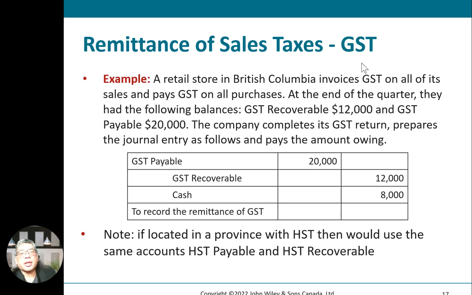Example here, remittance of tax: GST, retail store in BC involves GST on all of its sales, and GST on all sales purchases. At the end of the quarter, they have the following balances: GST recoverable, which is 12,000, GST payable, which is 20,000. Company files GST return, how are you going to book it? GST payable is 20,000 debit, GST recoverable 12,000 credit, plus cash 8,000. So that's how they put it there, okay? And when you allocate, it would use the same one, which is HST payable and HST recoverable.